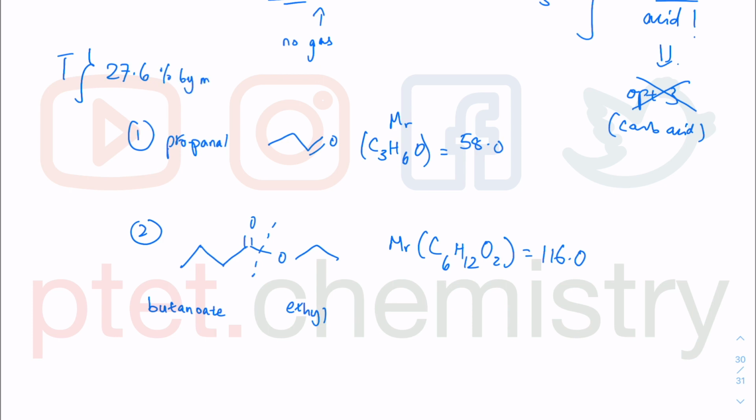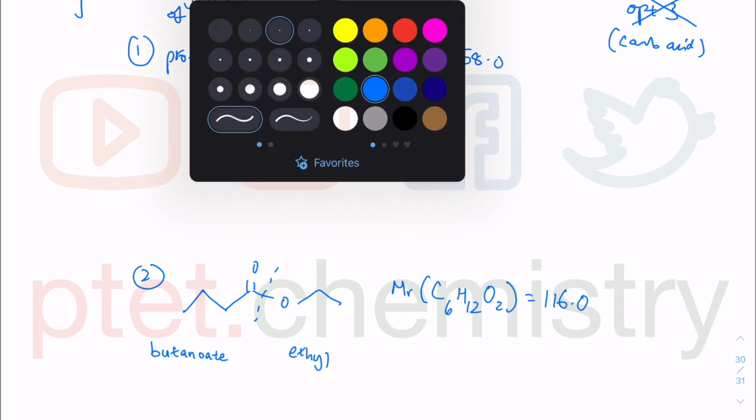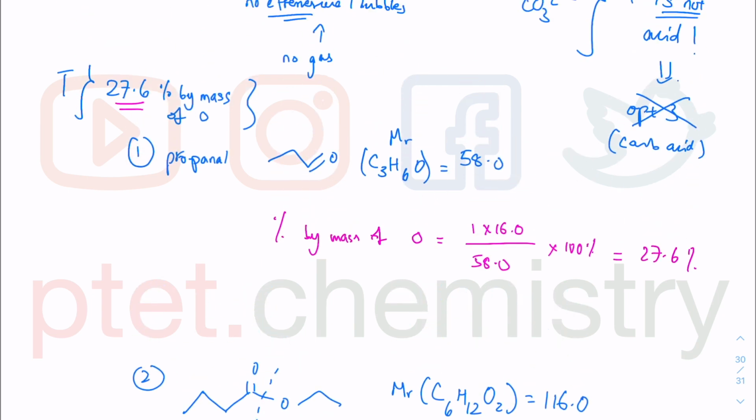27.6% by mass of oxygen. This is a Year 9, O Level or IGCSE level chemistry. It's found in the stoichiometry concept. So you need to work out how many oxygens there are in each of these. So if I change the color, for the percentage by mass of oxygen, I have 1 oxygen, so 1 times 16.0 divided by the molecular mass, and I multiply that by 100%, and what do I get? I get 27.6%, which satisfies this thing here.